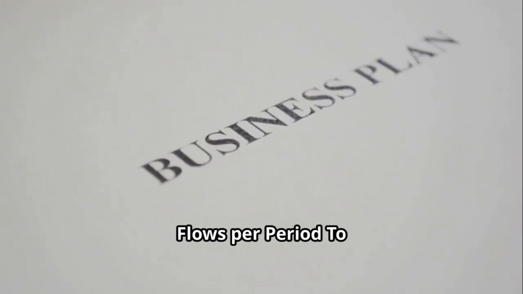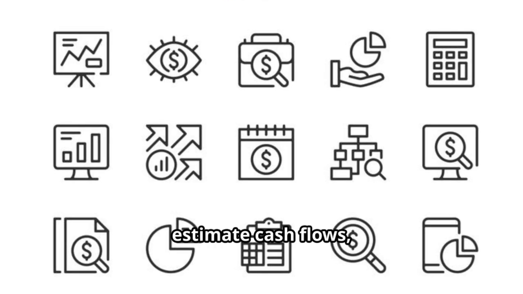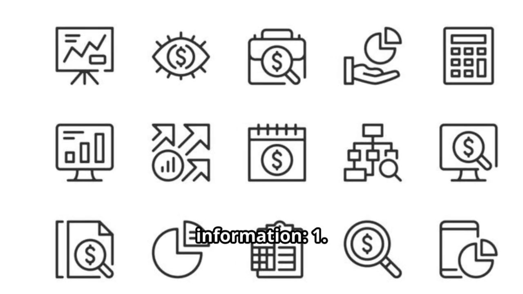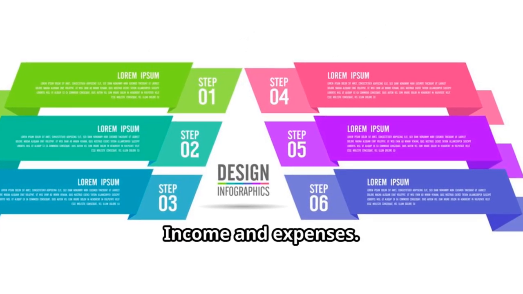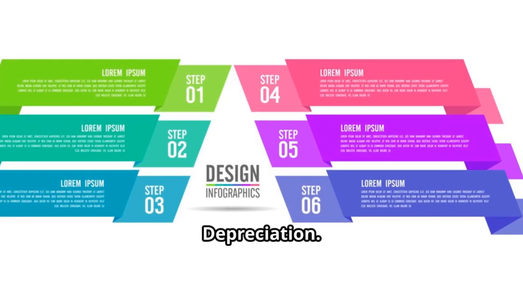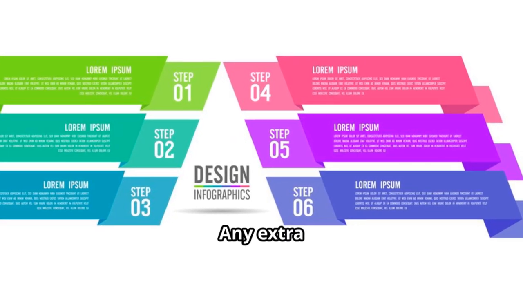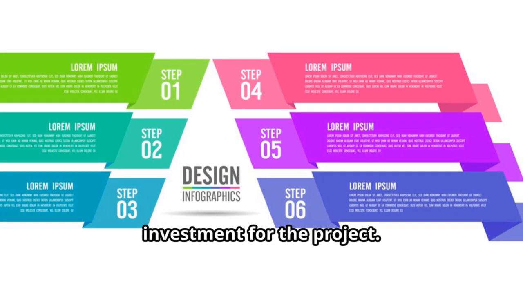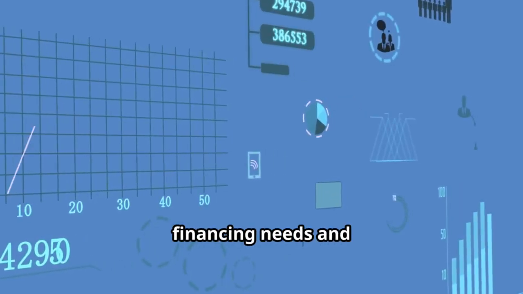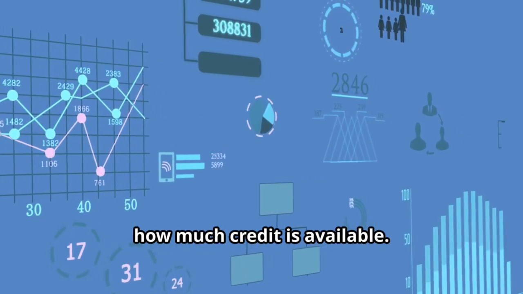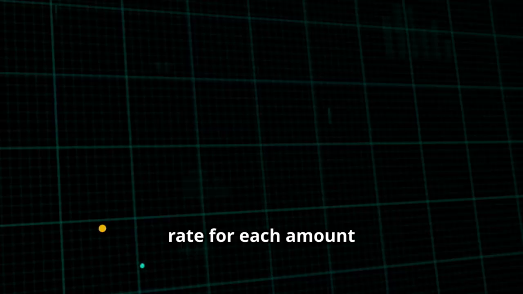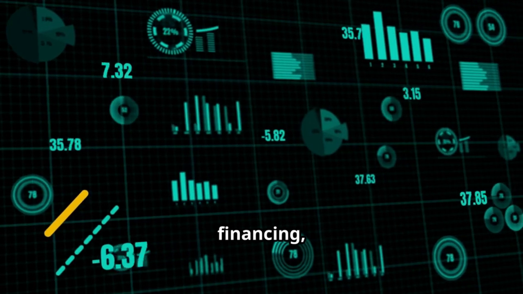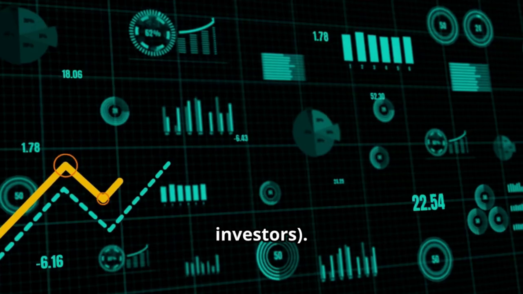Estimating cash flows per period. To estimate cash flows, you need the following information. 1. The project's useful life. 2. Income and expenses. 3. Depreciation. 4. Any extra investment for the project. You also need to figure out your financing needs and how much credit is available. You'll also need to determine the lowest acceptable return rate for each amount invested: your own money, financing, investors.